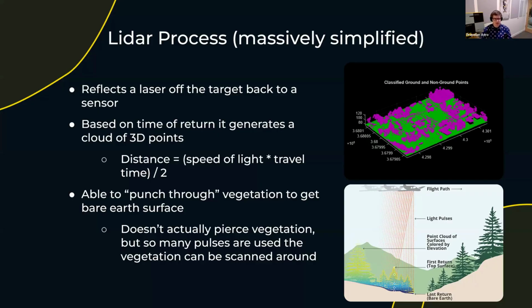Again, math really simplified. One thing that's interesting about LiDAR is that it's able to, quote unquote, punch through vegetation. It doesn't actually punch through vegetation. It doesn't actually pierce vegetation. It doesn't go through vegetation. What it does is it sends out so many pulses or signals that it gets around the vegetation to get some kind of a return on areas below the vegetation, as you can see in the diagram there. So we're getting fewer returns from bare earth, but it is getting through the vegetation to get them.